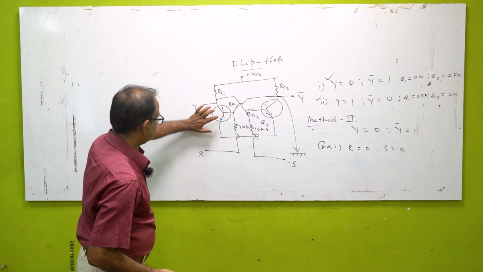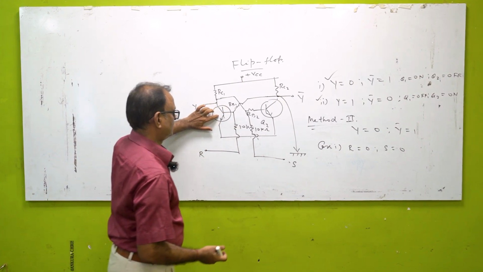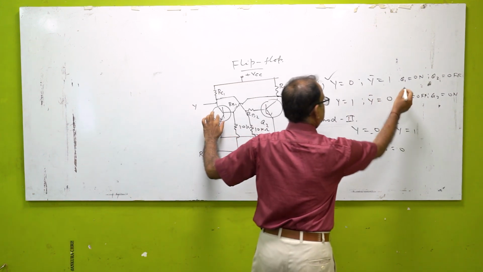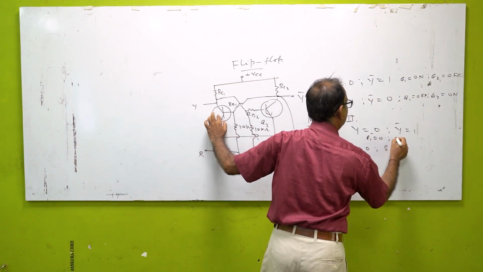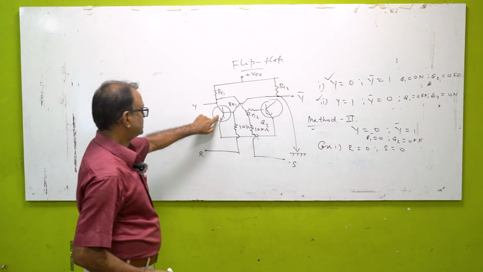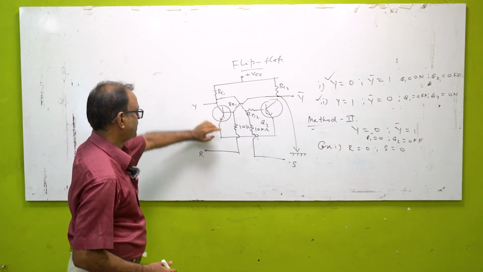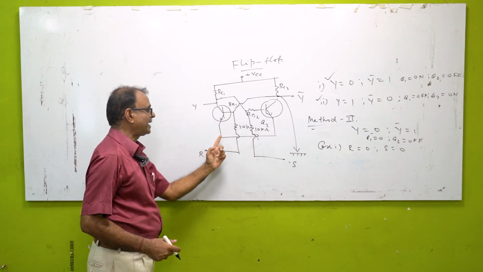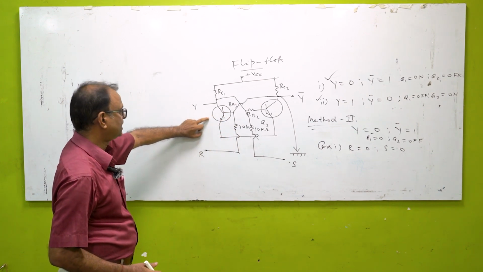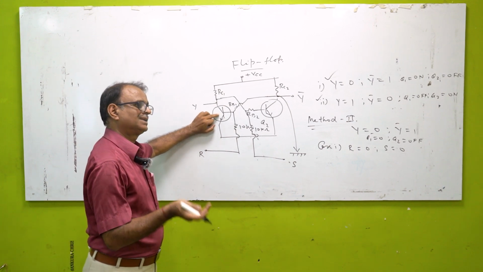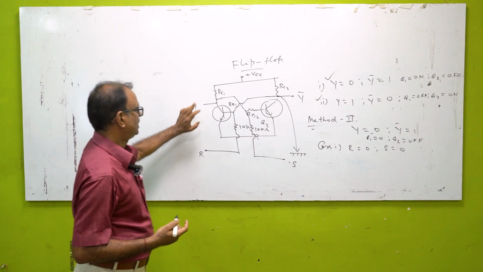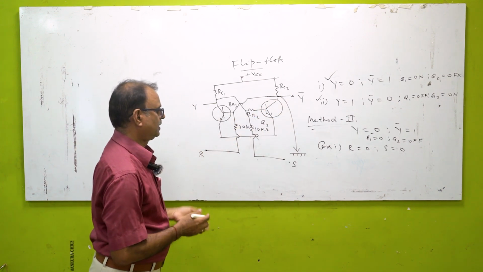So, y equal to 0 means what was the status? Y equal to 0 means Q1 is on and Q2 was off. This status will not change because a high resistance connected in parallel will in no way affect the biasing condition, and hence this will remain the same as it was. So the output will be 0 and y bar will be equal to 1.